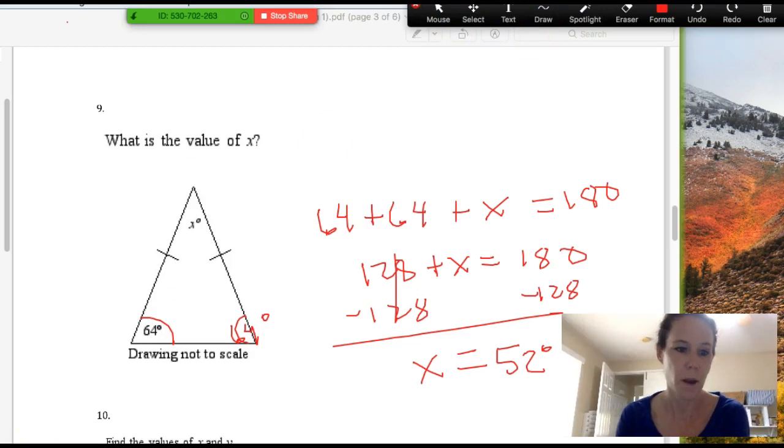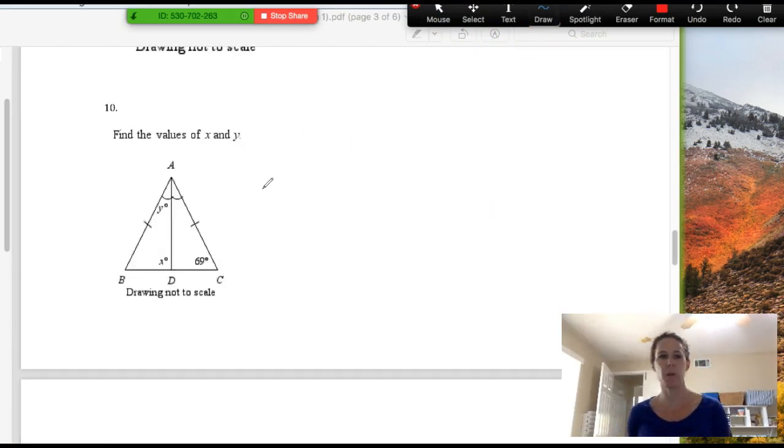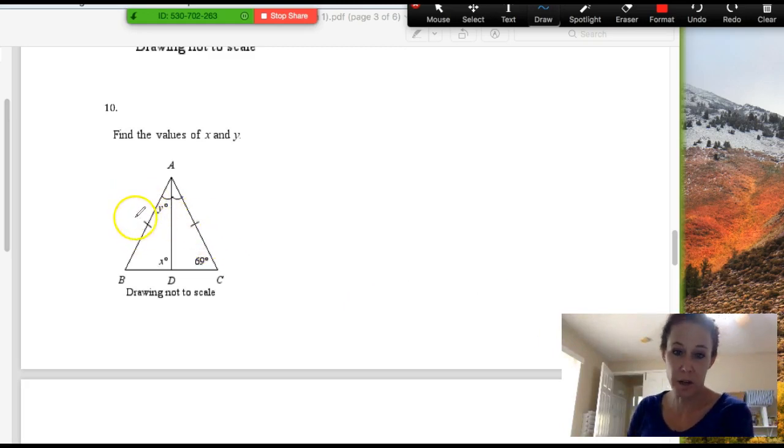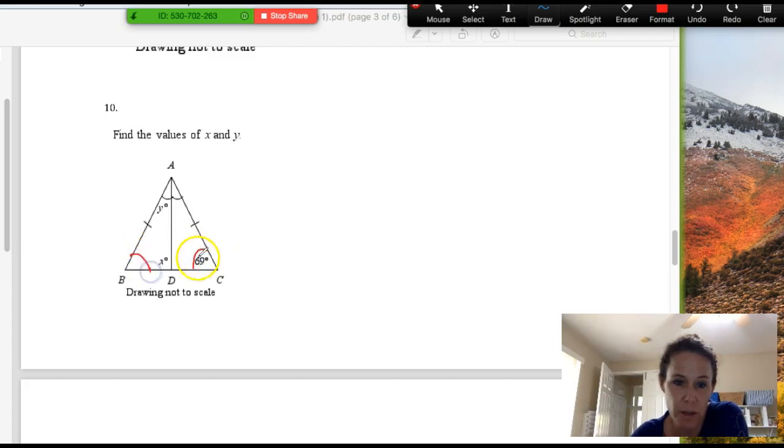All right, next. Number 10 is similar. We need to find the values of x and y. Looking at this, it's a little more intricate. You've got two sides marked congruent, so you'll know that the big triangle is also an isosceles triangle. So you know this is going to be congruent to this. If this is 69, this is also 69.